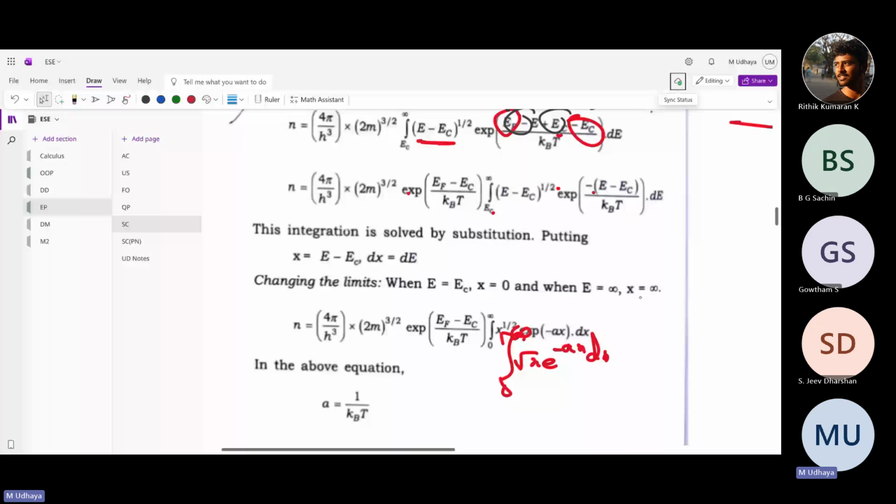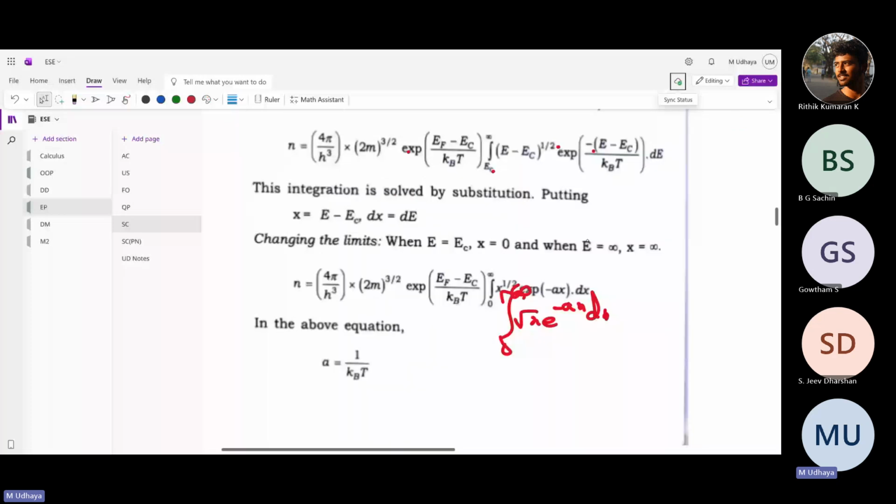So what am I substituting to first of all make the limits 0 to infinity? I'm substituting x as E minus Ec. So x is equal to E minus Ec. So in that case, what would be dx? dx would be dE.